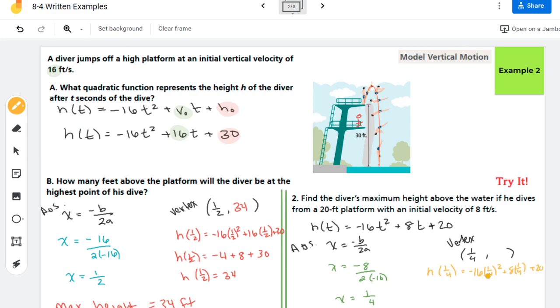Here I've plugged 1/4 into the equation. So 1/4 squared is 1/16. Times negative 16 gives me just a negative 1 here. 8 times 1/4 is 2. So my height in 1/4 of a second would be 21 feet, and that is the maximum height in this case.